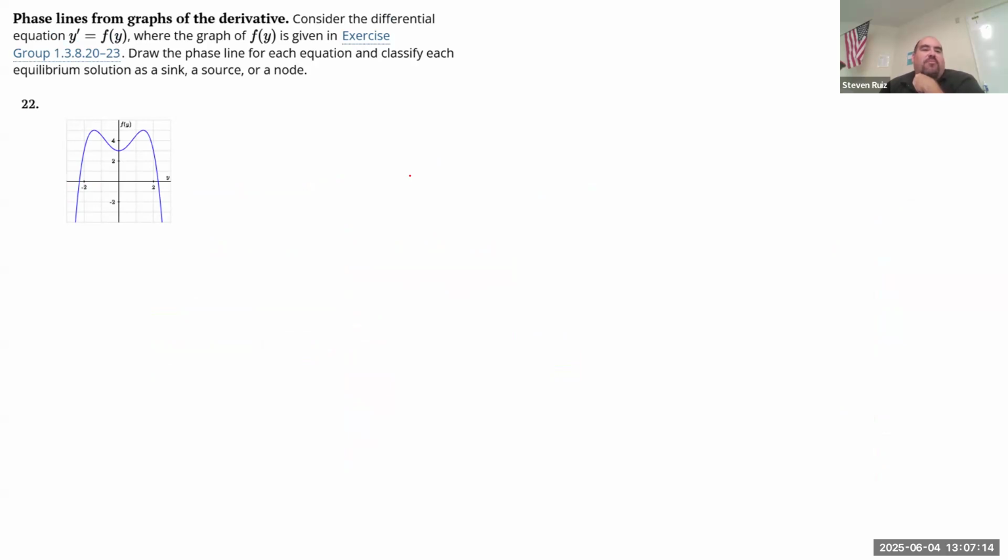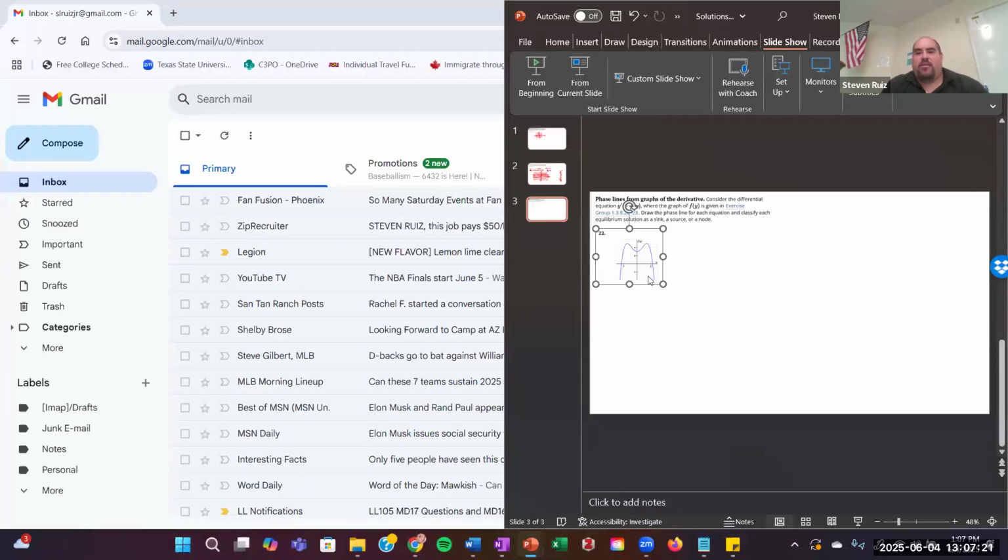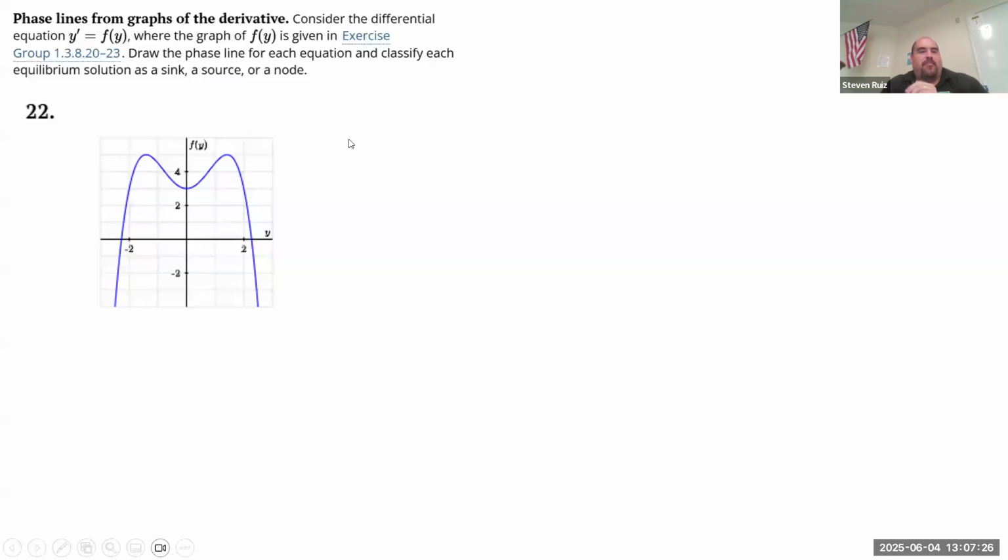Consider the differential equation y prime equals f of y. I must have had a reason for making that small, but it doesn't make sense to me now. Okay, so what is in this graph is essentially y prime. F of y is y prime. Draw the phase line for this equation, and classify each equilibrium solution as a sink, source, or node.